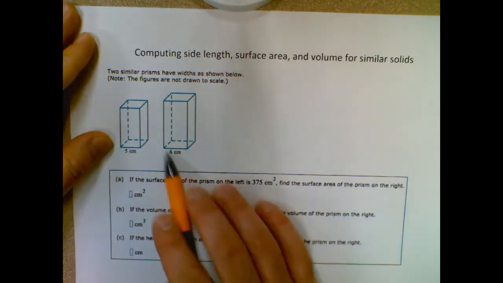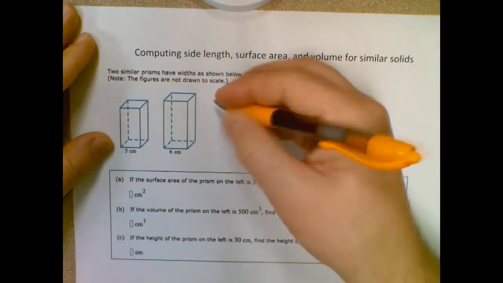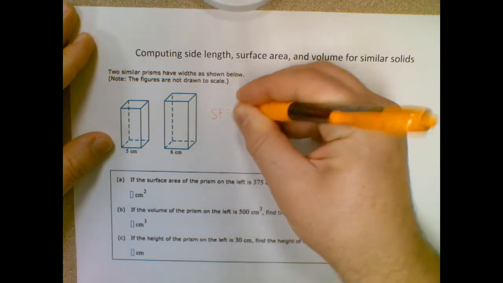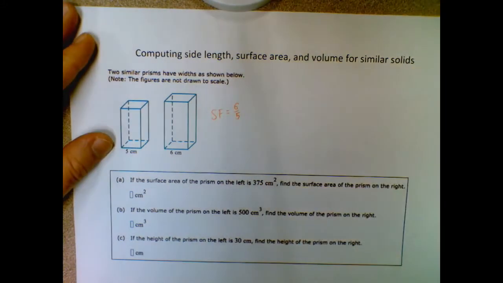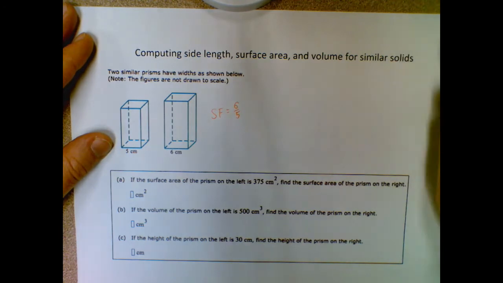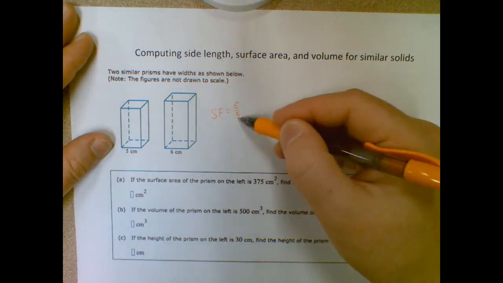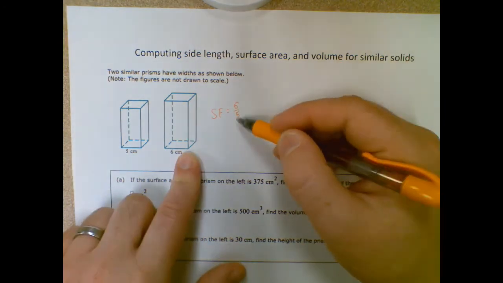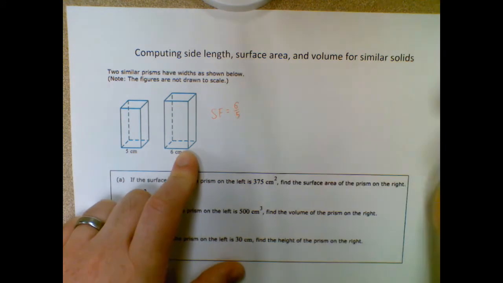So I'm going to divide backwards, so I'm going to do 6 over 5. So my scale factor is 6/5 because that doesn't reduce. Okay. And notice that is greater than 1, which makes sense because it's getting bigger. So you can always use that to make sure that you are doing it correctly.